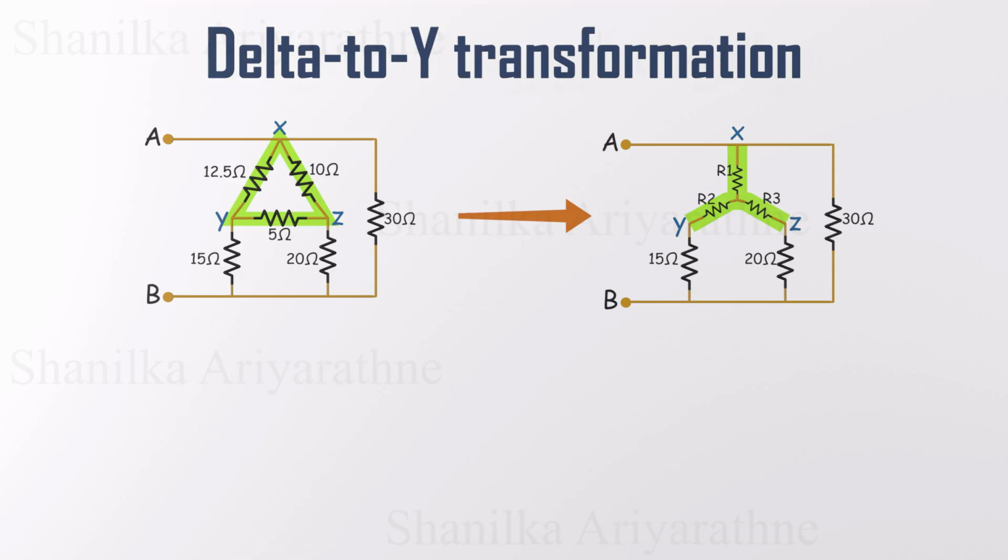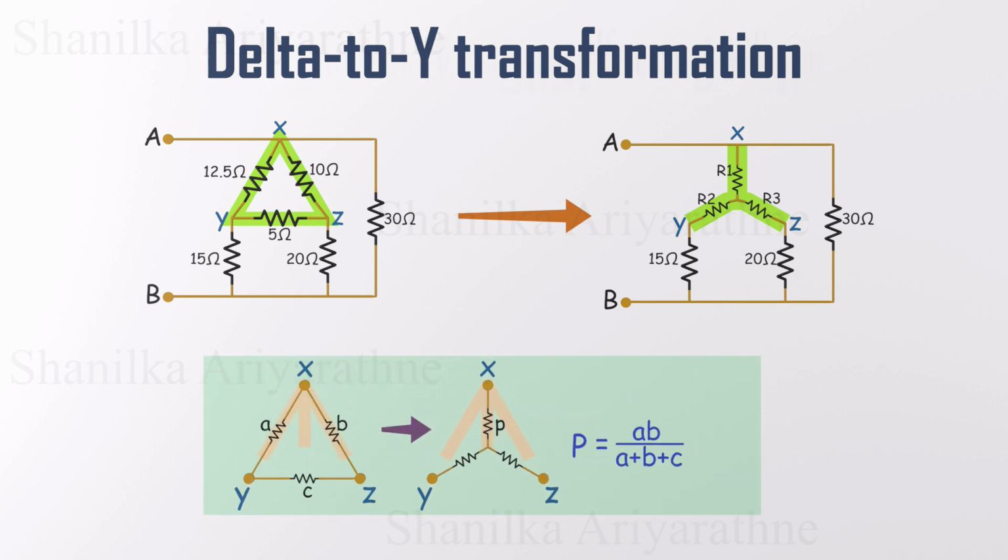First, let's start with the Delta to Y transformation, which is perfect for breaking down resistor triangles that can't be simplified by regular series or parallel rules. Here's how it works. Each resistor in the new Y network connects to one of the original Delta's corners.